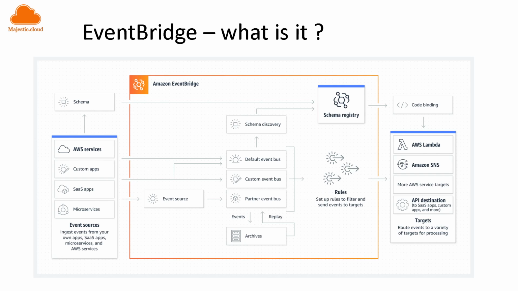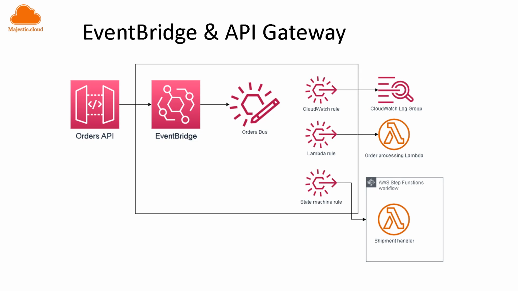Now, in this demo, I want to actually build a small application. This will be an order processing application. The order will be received by the API Gateway in the form of a POST request, and it will create an event from that order and send it to EventBridge. Then EventBridge will route the event to its various targets based on the rules that we are going to configure.